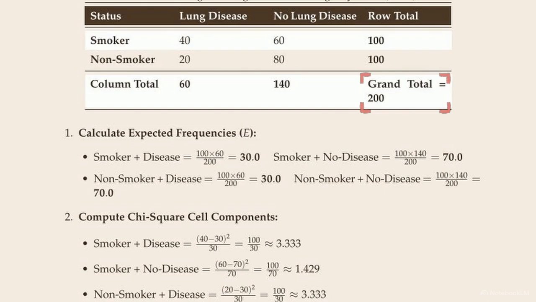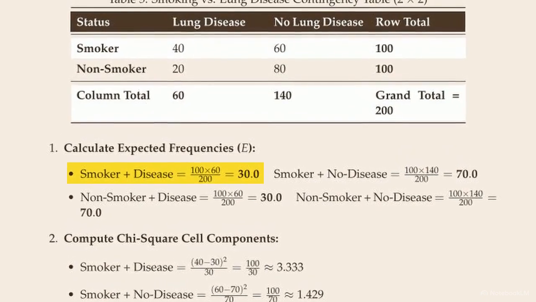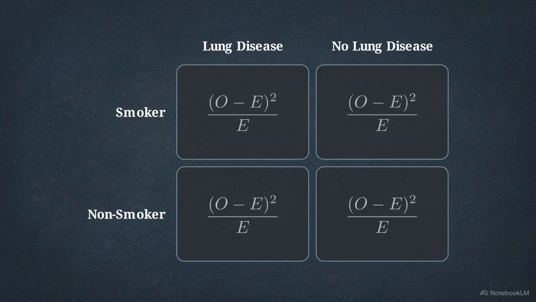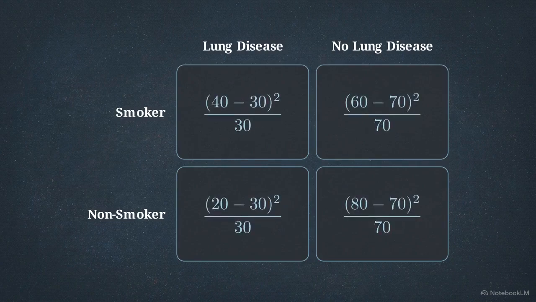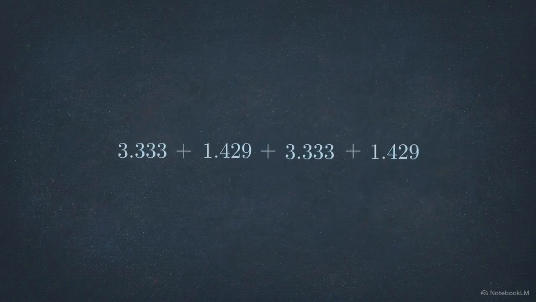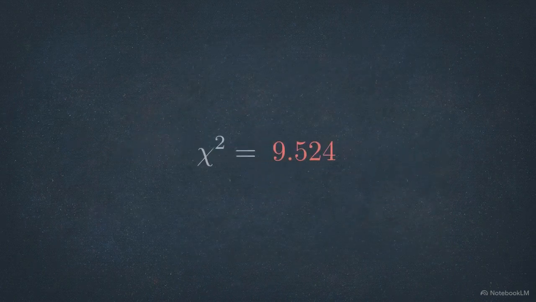grand total. To find the expected value for an individual who is both a smoker and has lung disease, we multiply the row total of 100 by the column total of 60, then divide by the grand total of 200. The expected count is 30. We run this specific calculation for all 4 cells, apply the standard chi-square deviation formula, and sum the components. The final calculated test statistic for this survey is 9.524.